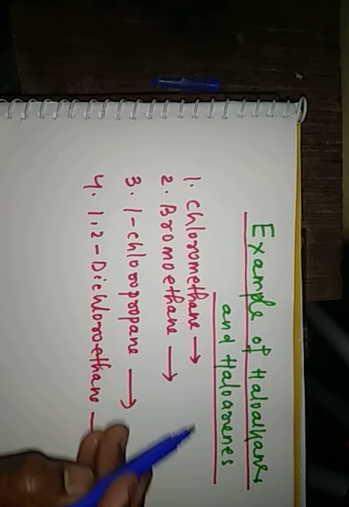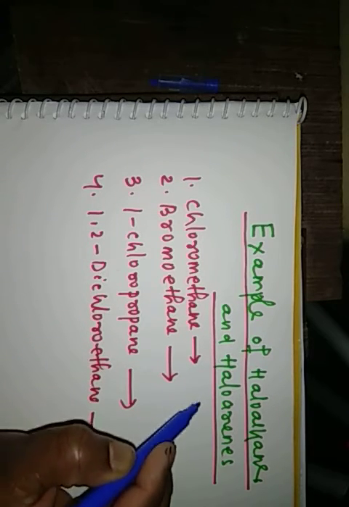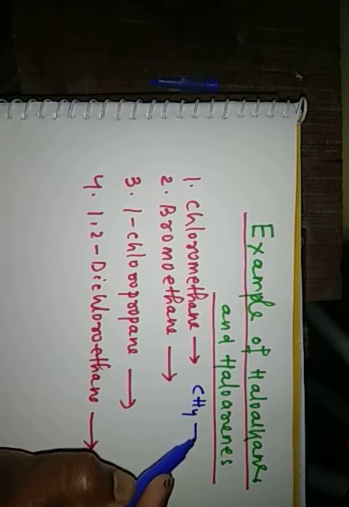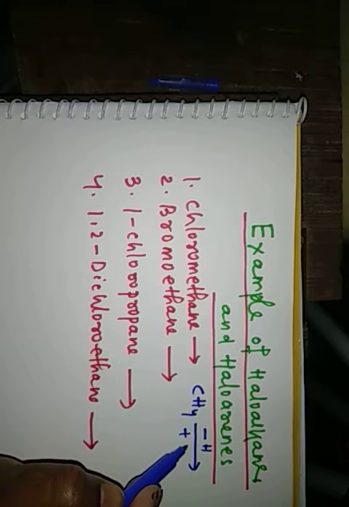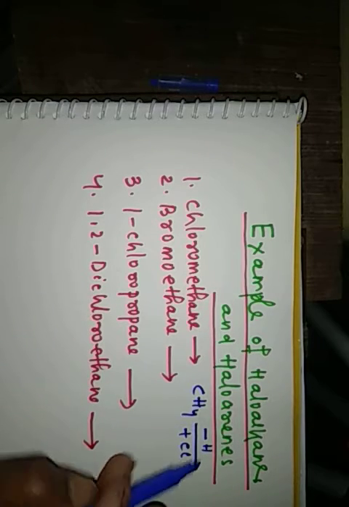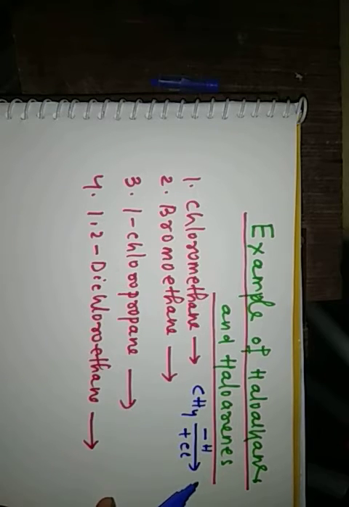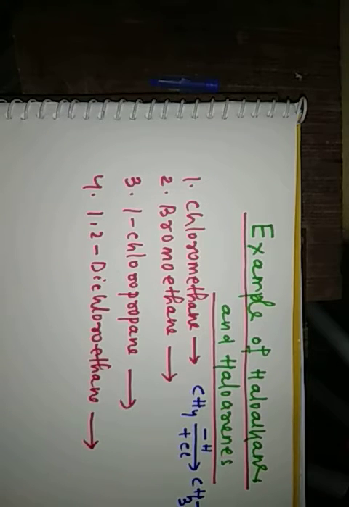Okay, so chloromethane means first we write the methane, that is CH4, minus hydrogen plus Cl. So from methane, when we remove the hydrogen, it will be like a methyl group, and by attaching Cl, it is called chloromethane. This is your chloromethane.